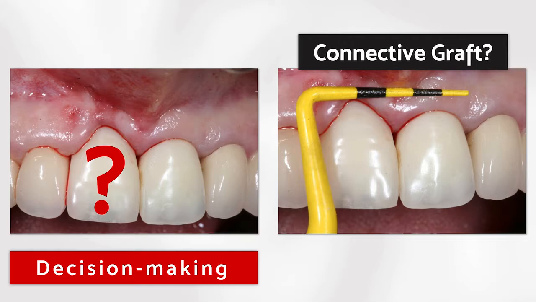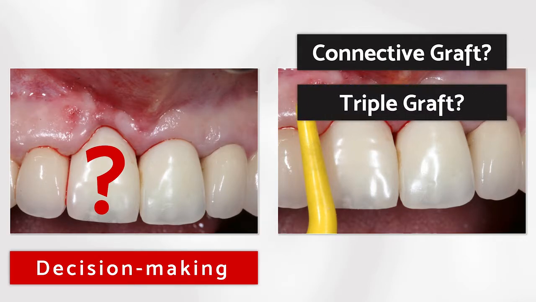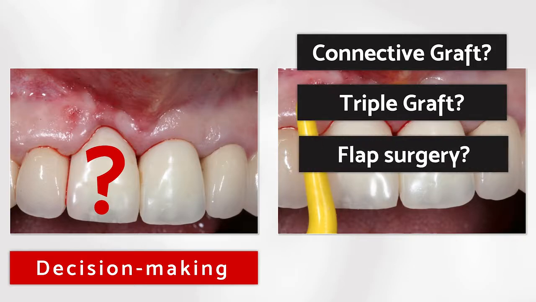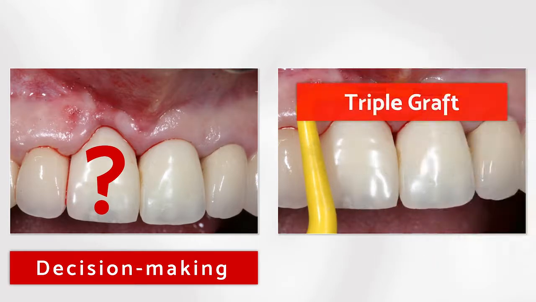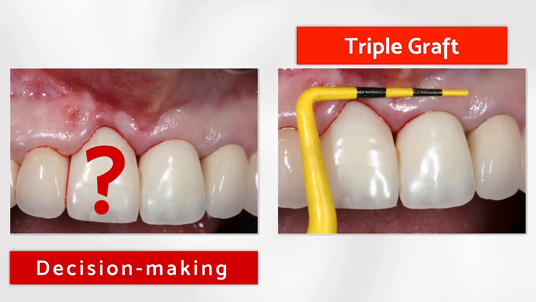We have some treatment options. Maybe we can do a connective tissue graft, or the use of a triple graft. Maybe we can open a flap using flap surgery or a flap positioned in the coronal direction. One of the first indications that I recommend in a clinical case like this, where we have a slight gingival recession, is the use of a triple graft. The outcomes should be more predictable when we use a triple graft instead of using only cortical cancellous graft.